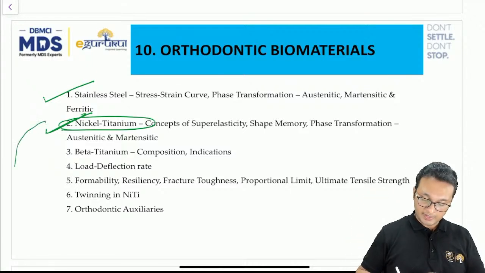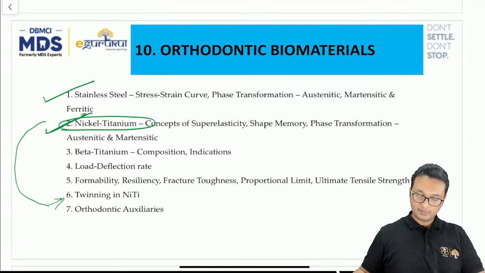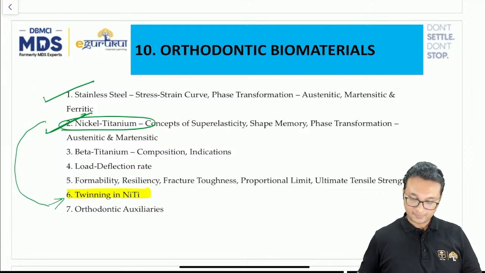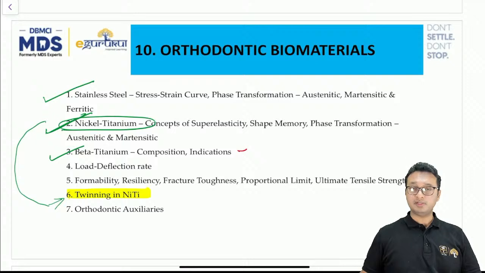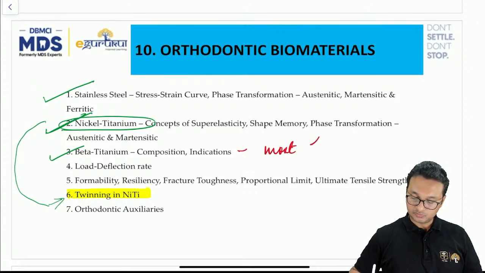Then one more topic related to nickel titanium is twinning. I've explained twinning in nickel titanium in my lectures. You are most welcome to ping me on WhatsApp if you're not able to understand that. I'll explain it again. Then beta titanium: composition, indications, which is the most formable material, which is the most formable wire. This is the most formable wire.